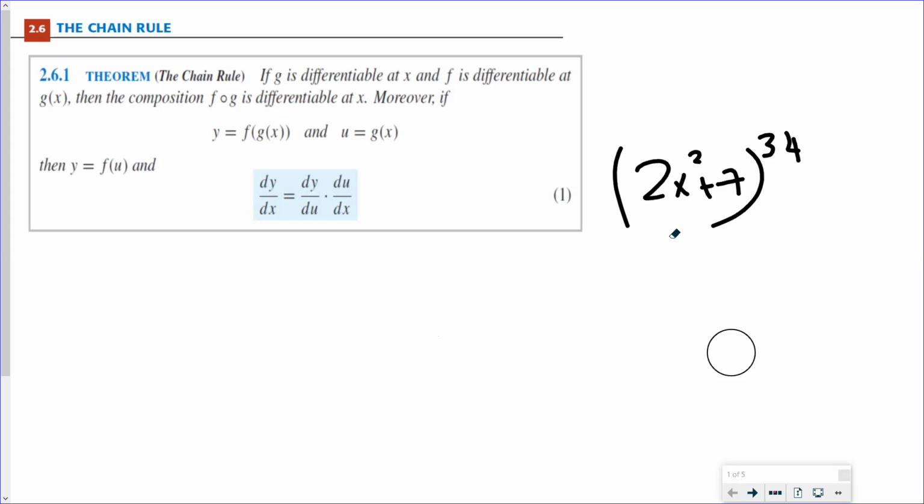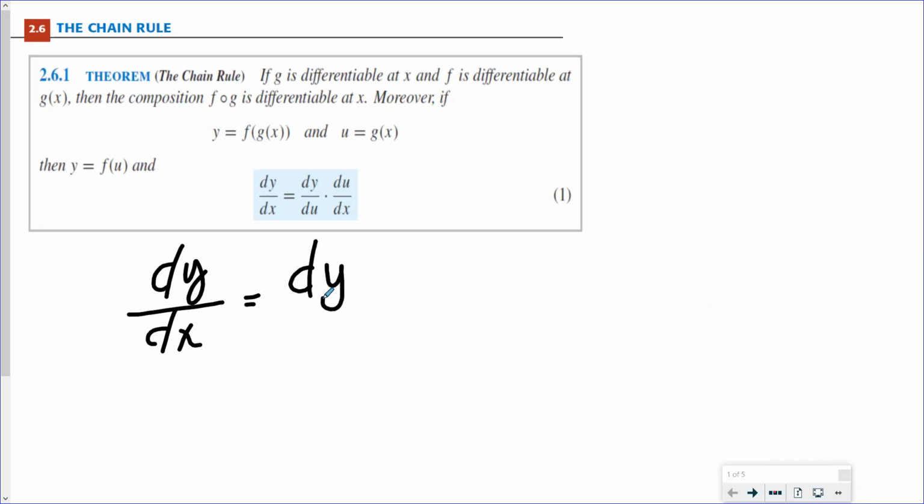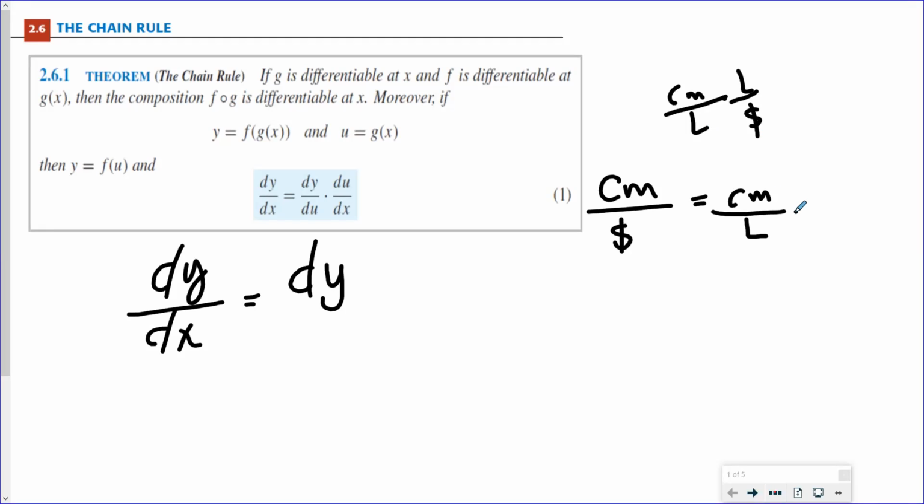So what is the chain rule and how can it help me to find the derivative? Now, the chain rule is dy over dx is... It is dy, like what we said yesterday. If I'm asking you to write the unit as centimeter per dollar, and you have only centimeter per liter and liter per dollar, to write it as centimeter per dollar, you will multiply centimeter over liter by liter over dollar, and then they cancel each other, so you write centimeter per dollar.